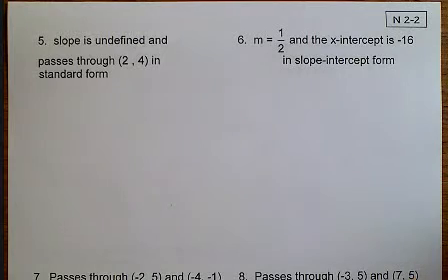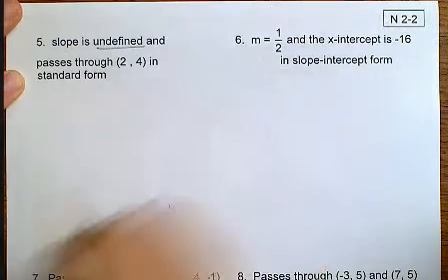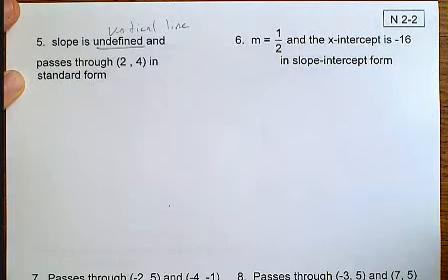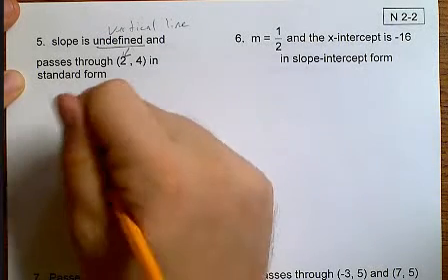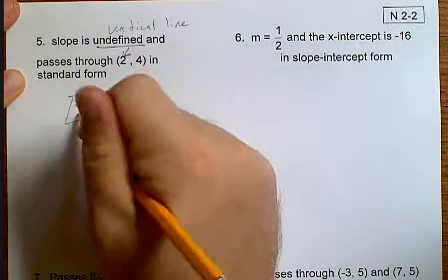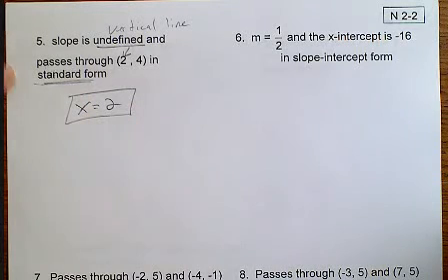Let's go ahead and take a look at number 5. We have our slope is undefined. That means that we have a vertical line. Vertical lines go through x, and our x coordinate is 2. So our line is x equals 2. And this is the same in standard and slope-intercept. In fact, they're asking for it in standard because a vertical line cannot be written in slope-intercept form. Slope-intercept form requires there to be a y. So, number 5 was quite simple.